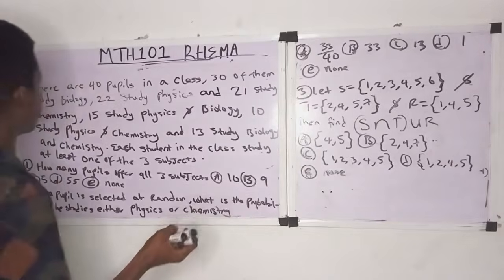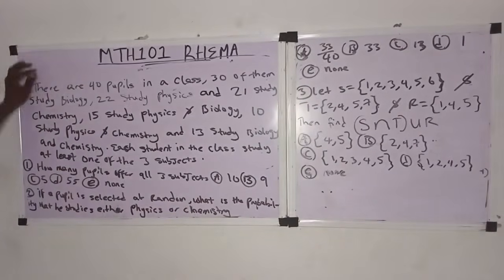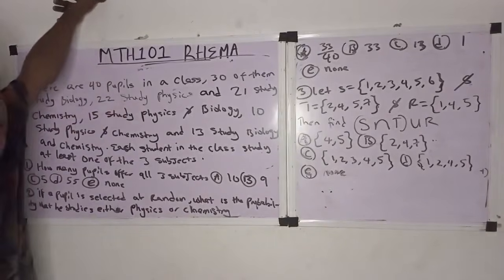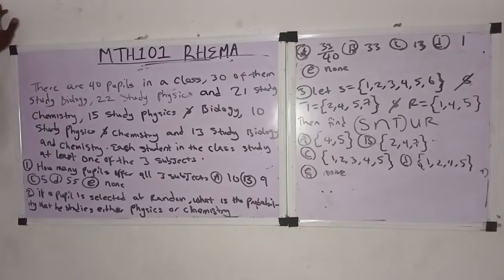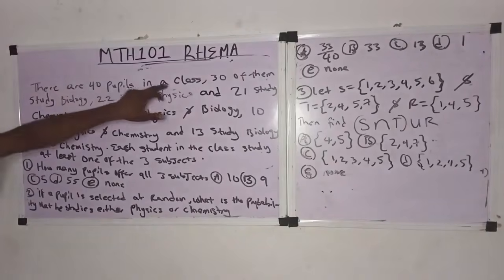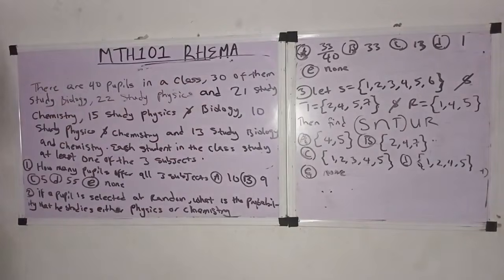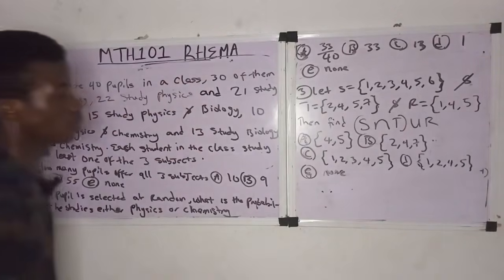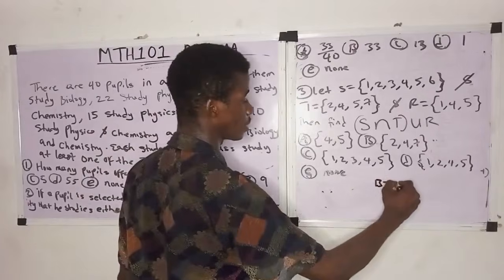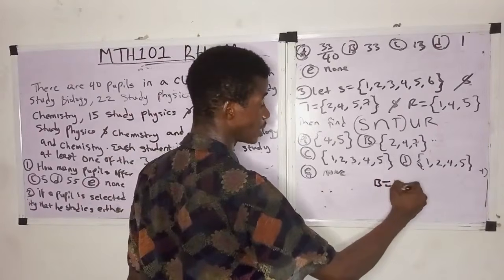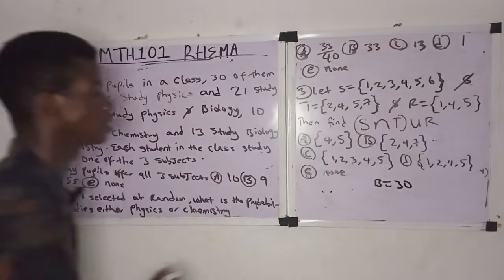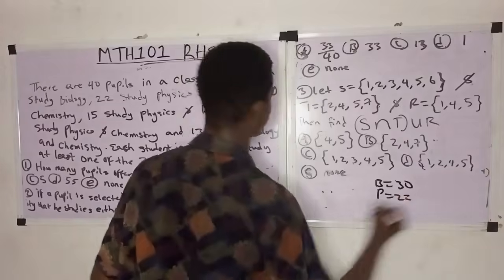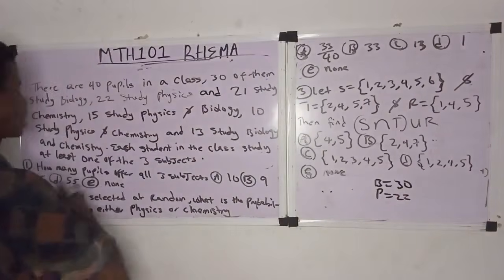Now, if you look at this question on the board, there are 40 pupils. This question comes from Venn diagrams. They said there are 40 pupils in a class. 30 of them study biology, 22 study physics, and 21 study chemistry.